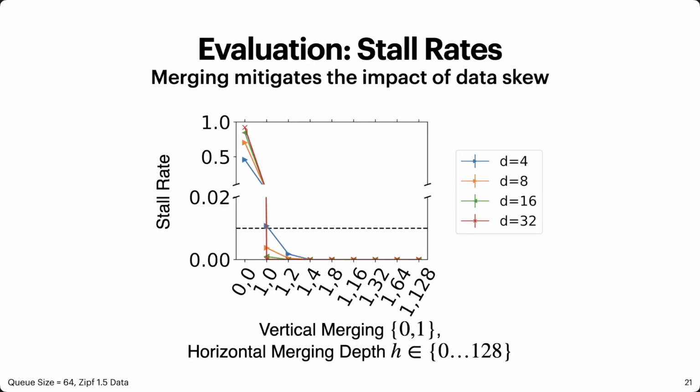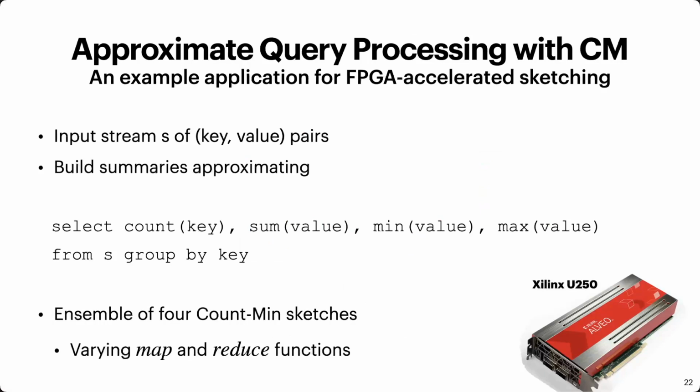Now that we've convinced ourselves that optimistic data parallelism with banking and merging works well in terms of simulated stall rates, let's check if the architecture works as well in an actual application. We use an approximate reprocessing application based on variations of the count min sketch, and it tracks count, sum, min, and max over input data sets consisting of key value pairs. We implemented this on a Xilinx U250 data center accelerator.